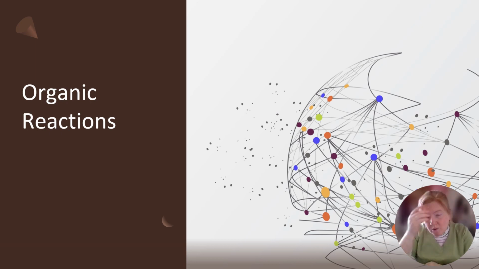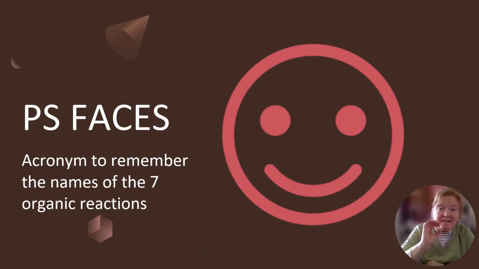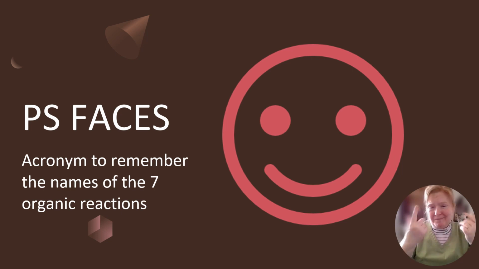Now, there are also organic reactions, okay? So I like to use the phrase PS faces as an acronym to remember the first letter of each of the organic reactions. So I have P, polymerization, S, saponification, F, fermentation, A, addition, C, combustion, E, esterification, and S, substitution. Yes, there's two S's, so it doesn't matter where I put them, but in my head, I always think saponification first.